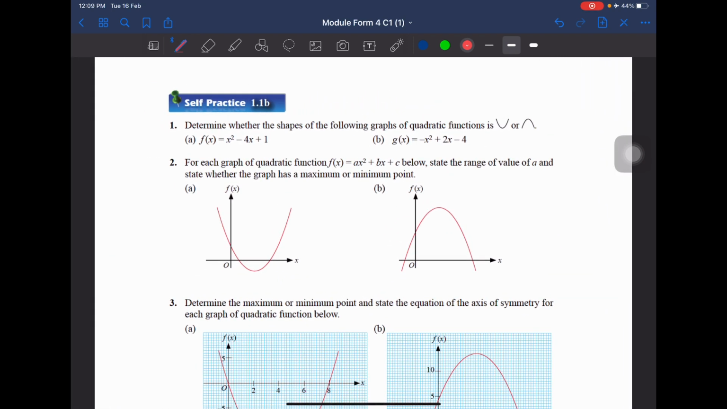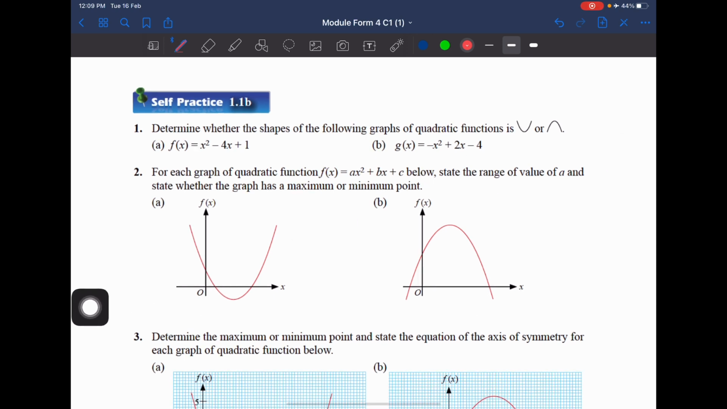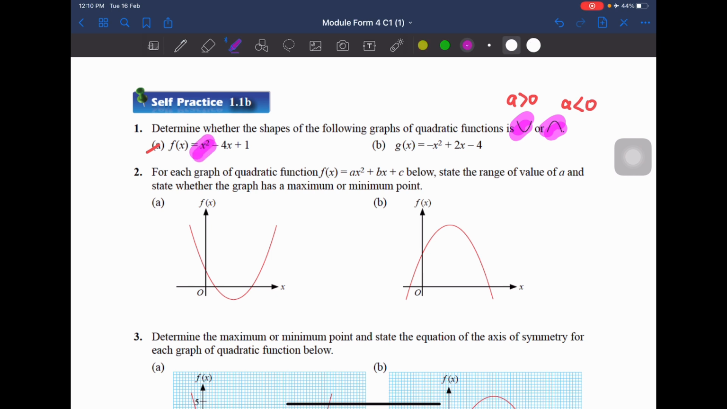Okay, so for self-practice 1.1b, kita akan bincang sama-sama. Number 1, determine whether the shape of the following graph of a quadratic function is senyum ataupun sedih, masam. Kita tahu kalau graf senyum a is more than 0, kalau graf sedih a is less than 0. For the first question, kita tengok a kita. a kita x square positif. So kalau positif, graf kita mestilah a is more than 0. So graf kita senyum.